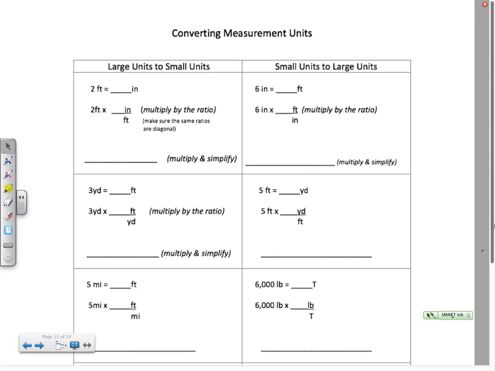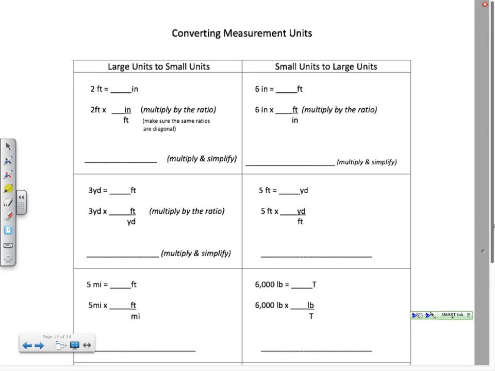You have a worksheet that has two sides. On the left side we're going to convert large units to small units, and on the right side we're going to convert small units to large units. In both of these conversions, they're all going to be multiplication problems, by the ratio. So we need our conversion chart if you're not sure what the ratios are.